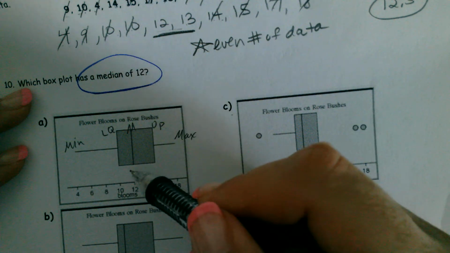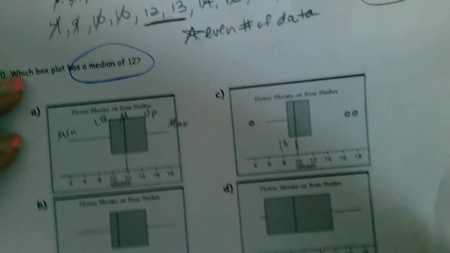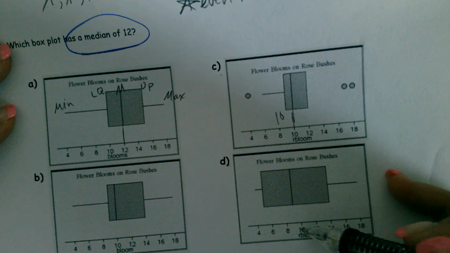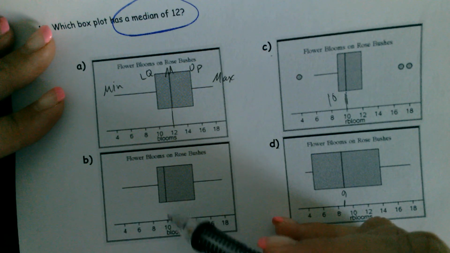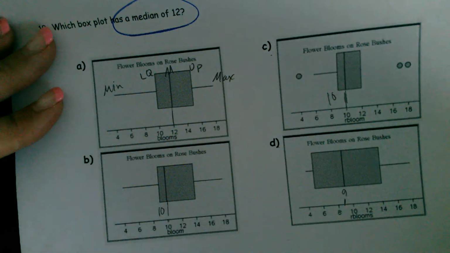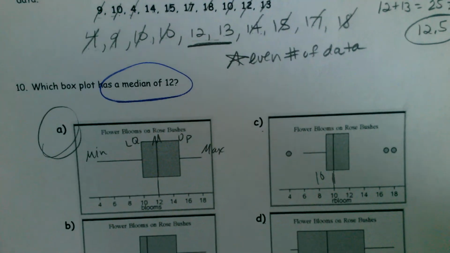So we need the one that says 12. This one looks like 12. This one looks like 10. This one looks like it's between 8 and 10, which would be 9. And this one looks like it's right at 10 as well. So which one has 12 as the median? Graph A.